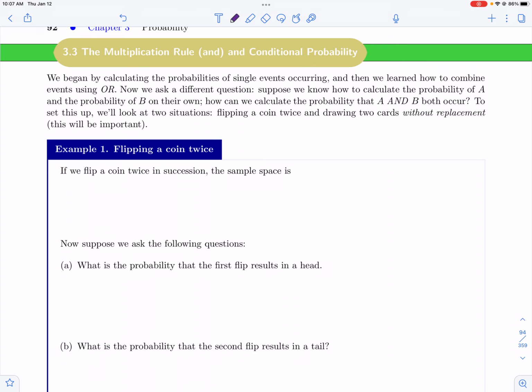If we're talking about not problems, these are the ones I mentioned where you're definitely going to have to use the rule of 1 minus. All right, so let's get in and take a look here real quick.